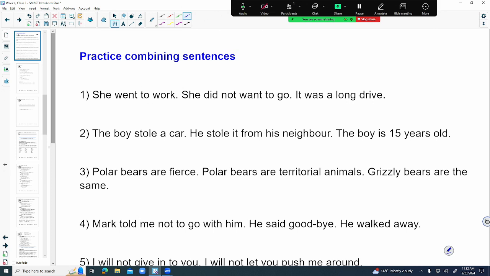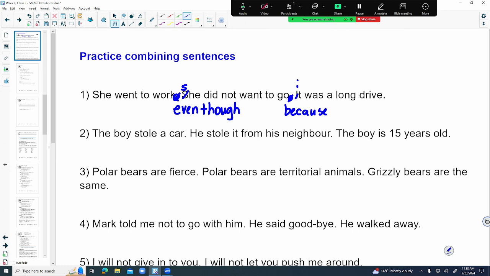So instead of having three short, choppy sentences, we want to put them together so that they flow better. So she went to work. She did not want to go. So she went to work even though she did not want to go. What we're actually doing is getting rid of that period and changing that uppercase to a lowercase, T-H-O-U-G-H. So she went to work even though she did not want to go. Get rid of that period because it was a long drive. So then we've got one compound complex sentence: she went to work even though she did not want to go because it was a long drive.